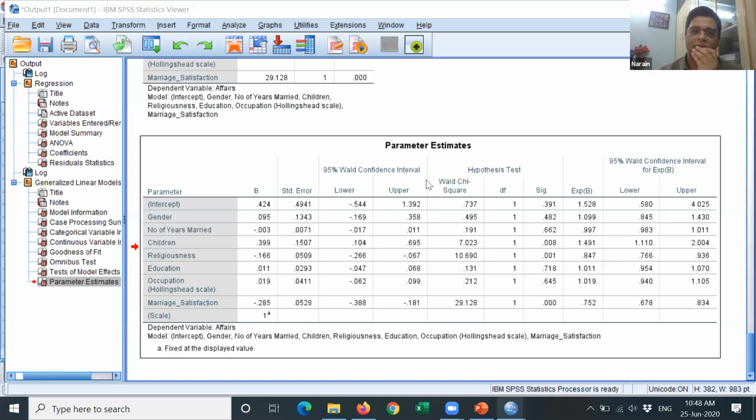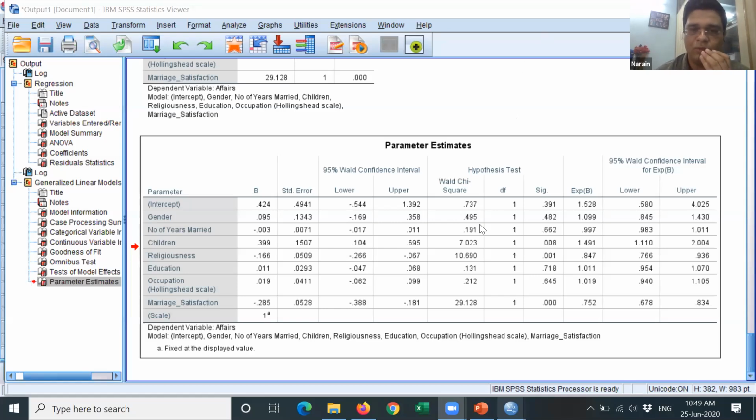It doesn't make much of an issue as far as my right hand side is concerned. Whether you have a categorical variable, a continuous variable, or an ordinal level variable, that's simply not an issue. Number of years of marriage is a continuous variable. Whether you have children or not is a categorical variable. And education, occupation, or marriage satisfaction from 1 to 5 is an ordinal level variable. That's not an issue as far as the quality of the independent variables is concerned.